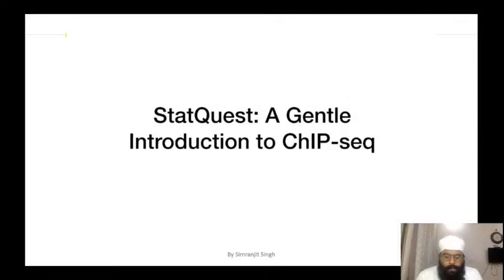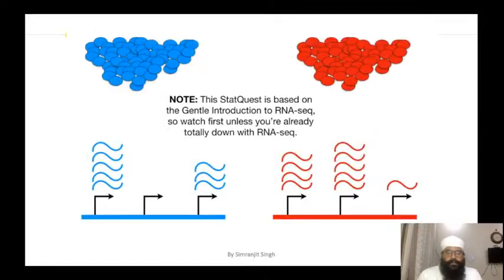Hello, I'm Josh Starmer and welcome to StatQuest. Today we have a gentle introduction to ChIP-seq. Note, this StatQuest is based on the gentle introduction to RNA-seq, so watch that first unless you're already totally down with RNA-seq.